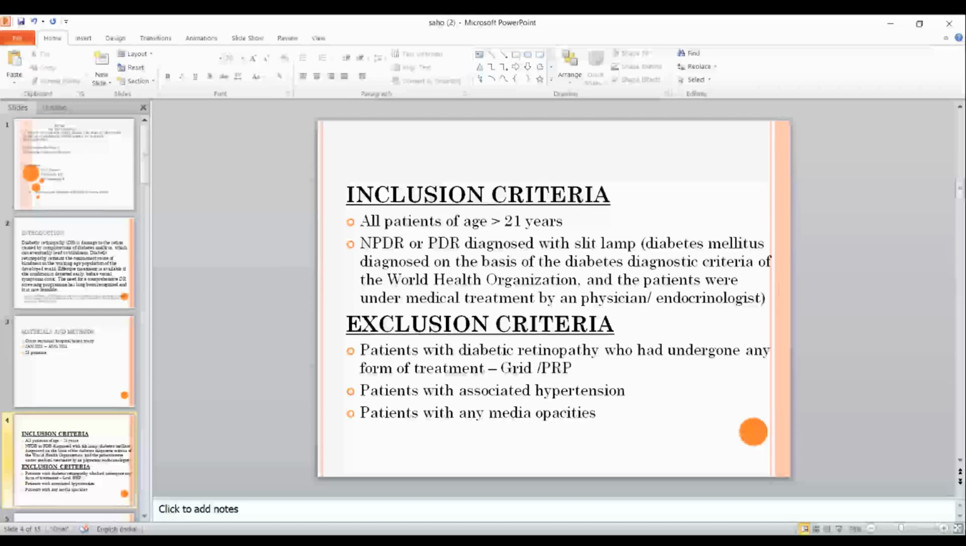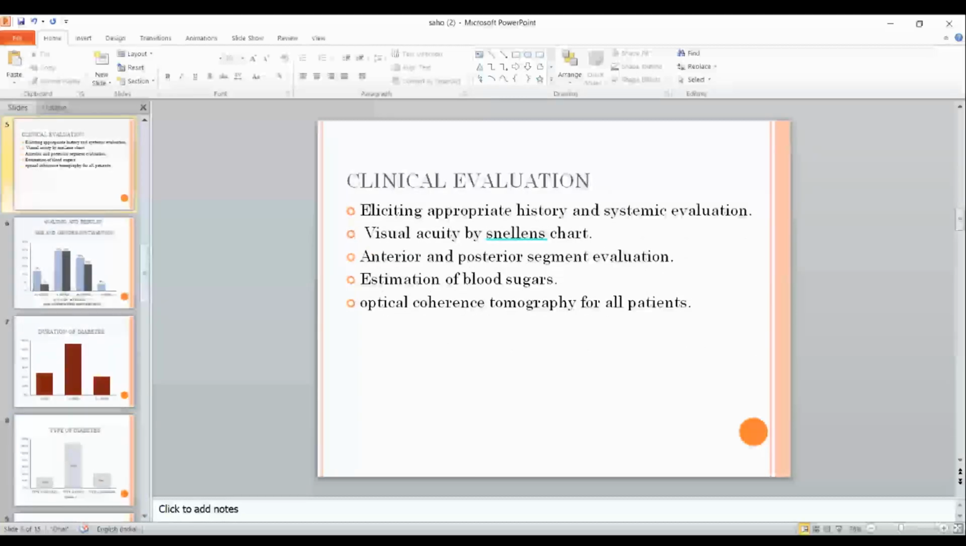The exclusion criteria for the study were patients with diabetic retinopathy who had undergone any form of treatment, whether grid laser or PRP laser. Patients who were associated with hypertension and any media opacities were excluded from the study. For clinical evaluation, appropriate history and systemic evaluation were done.